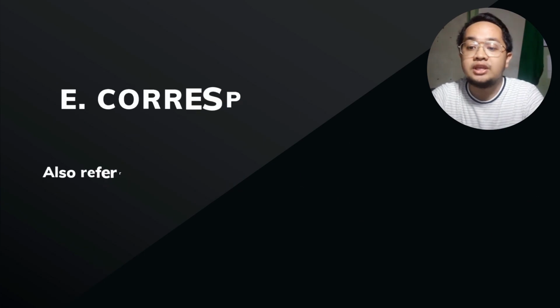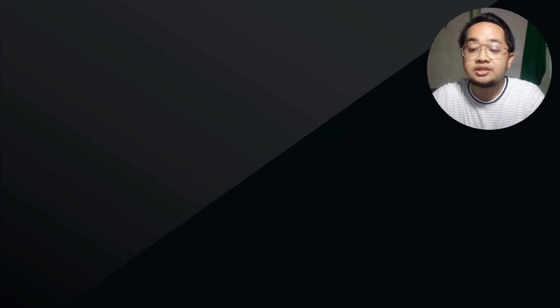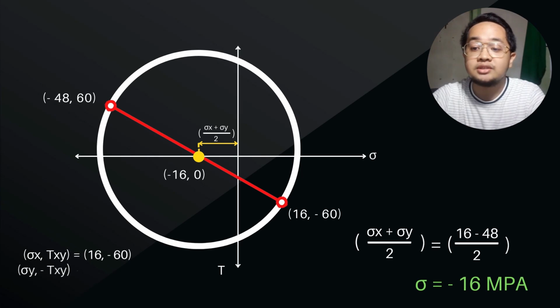For letter E, the corresponding normal stress, or just the average normal stress. We add the normal stress x and normal stress y, which is equal to negative 16. The corresponding normal stress is negative 16 MPa.